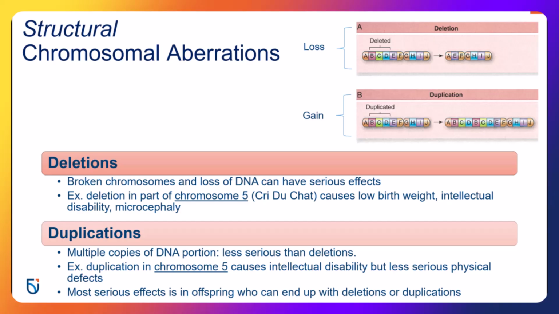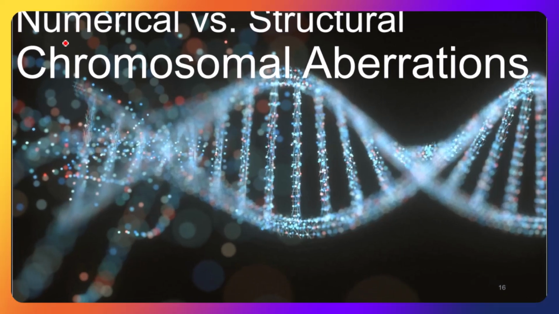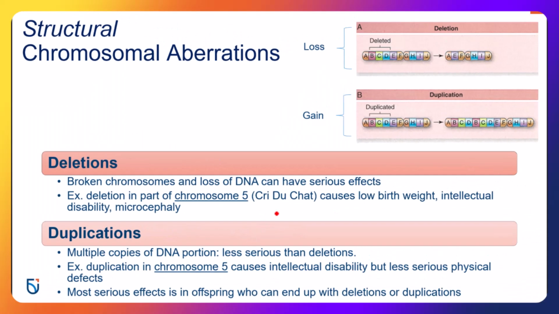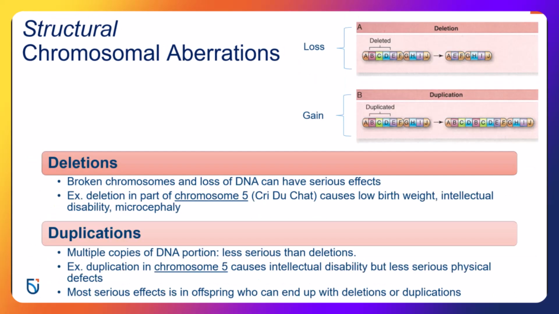So I've spoken quite a bit about errors in chromosome number, and now we're going to look at structural chromosomal aberrations. So that just brings us back to this. We talked about number, now we're going to look at structural. So of course, it means that the number of chromosomes is normal, but the structure of the chromosome is altered. The two main types shown here are deletions and duplications, but then we'll also talk about inversions and translocations on the next slide.